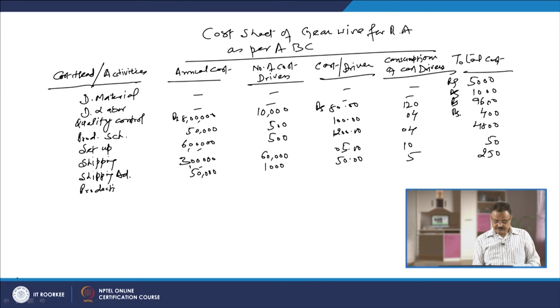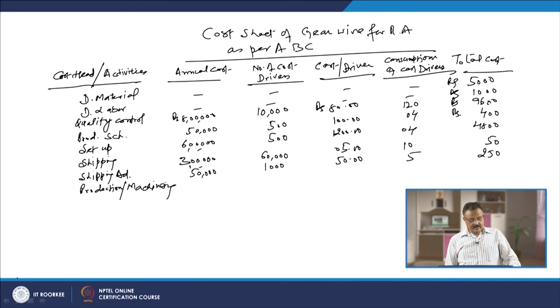Production, or you can say machining. When you are doing the machining or going for the production here, what is the cost here? 15 lakhs. The highest cost is the 15 lakhs. The machining of the products costs 15 lakhs. So, this is the highest number, and how many units are manufactured in total? That is 10,000 units, right. So, for machining, the machine has run for 10,000 hours.